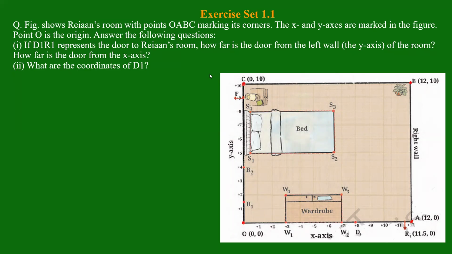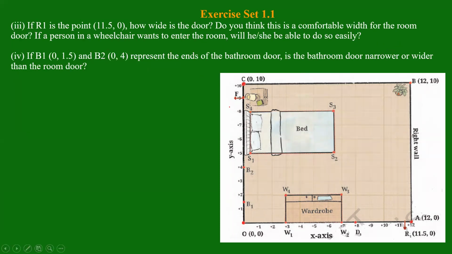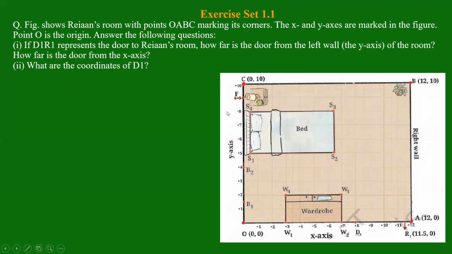Okay. Now the point O is the origin. Origin means where the intersection takes place. Both axes intersect here. That is called the origin.